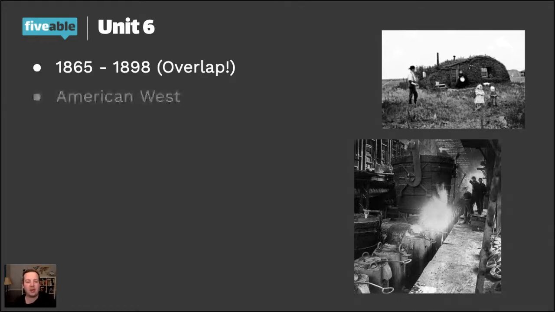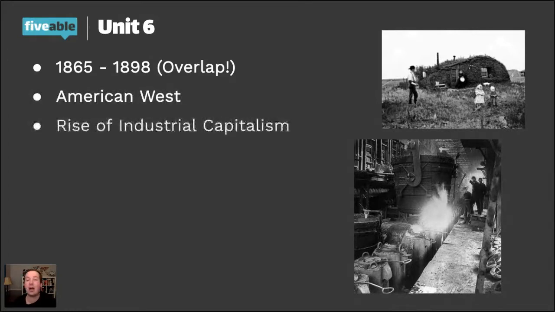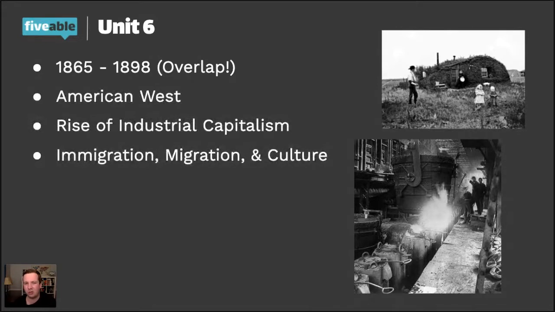So what are the big 3 here? You need to be aware of the American West, so this is the Homestead Act, etc., the rise of industrial capitalism, and immigration, migration, and culture, which is kind of vague, but we'll talk about that. So notice the sod house there, and then the steel mill picture as well. You need to be aware of that.